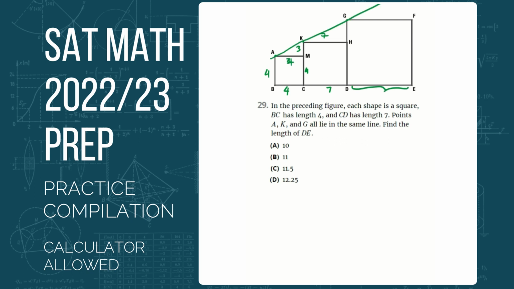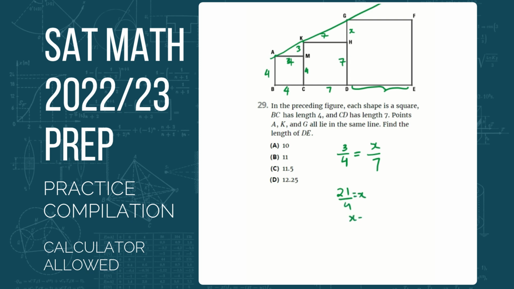Look at this line AKG. The slope of this line should be equal to 3 over 4. And if this side is 7, let's call this side x, then we'll come to know what is the value of GD. So the slope over here should also be x over 7. The two slopes should be equal since it's the same line. So when we solve this, we get 21 over 4 is equal to x.